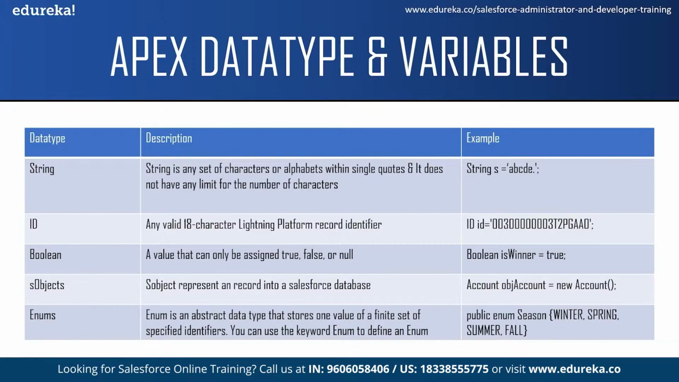Followed by the string data type, we have the ID data type. Now, ID is used to store the ID of a record. As we know, all records will have a unique ID. So, in order to perform any operation on that record, we need to use the ID of that record.